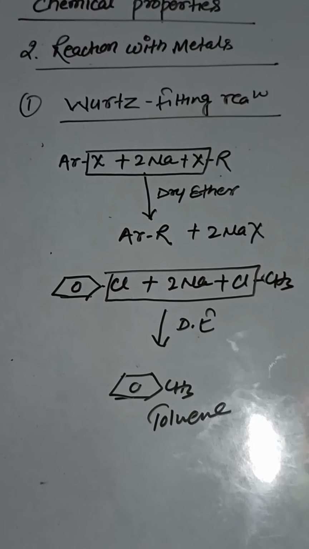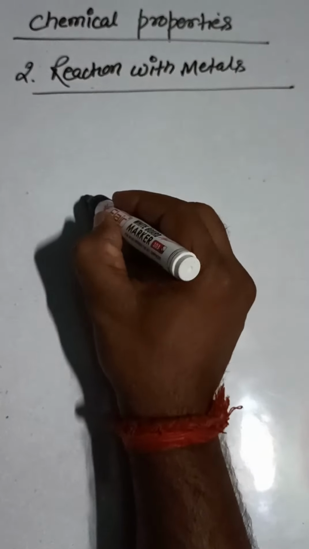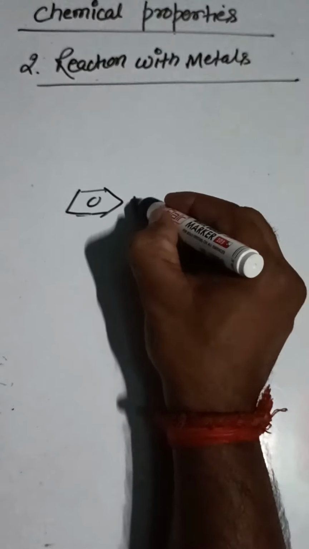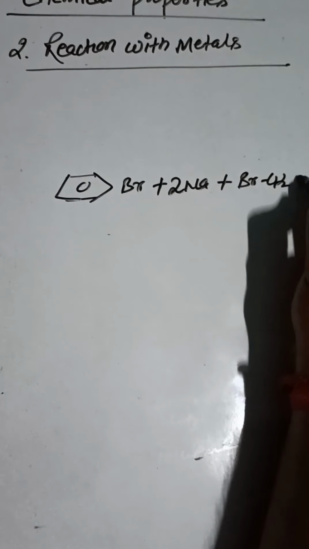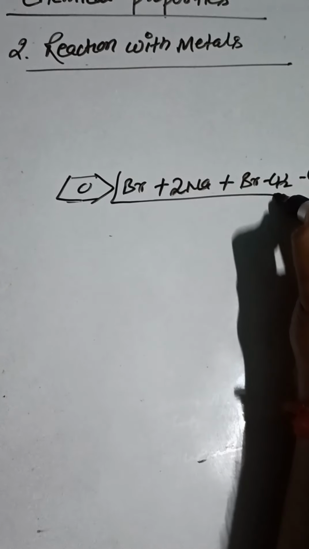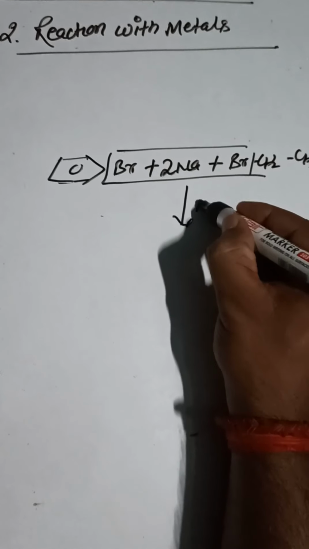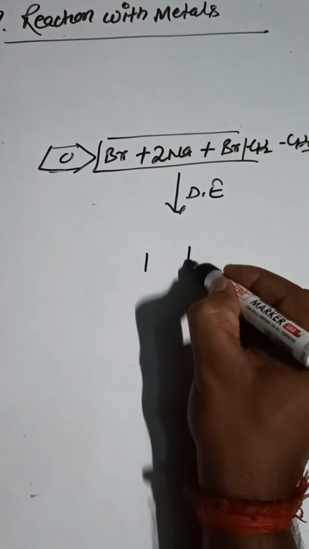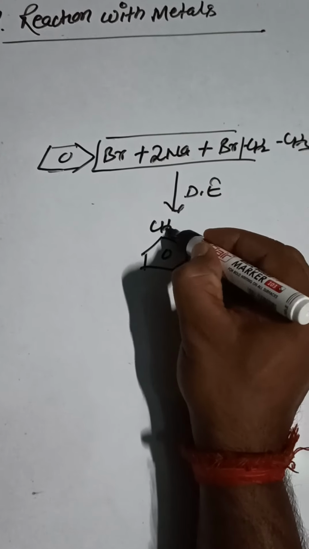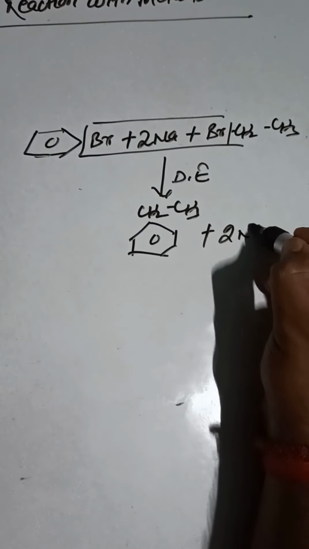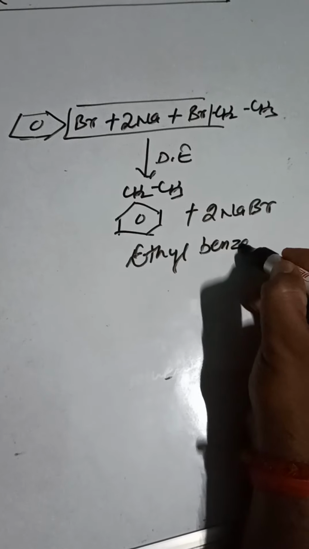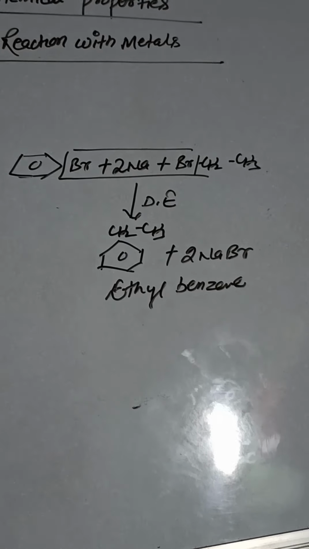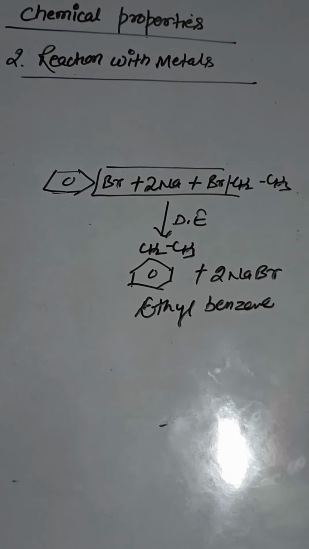Alkyl halide as well as aryl halide. Suppose I change the condition: bromobenzene, Br, plus 2Na plus BrCH2CH3. Then what will happen? This is abstracted by sodium in the presence of dry ether. Then what will happen? C6H5-CH2CH3 plus 2NaBr. This is called ethyl benzene. So this is the Wurtz-Fittig reaction.